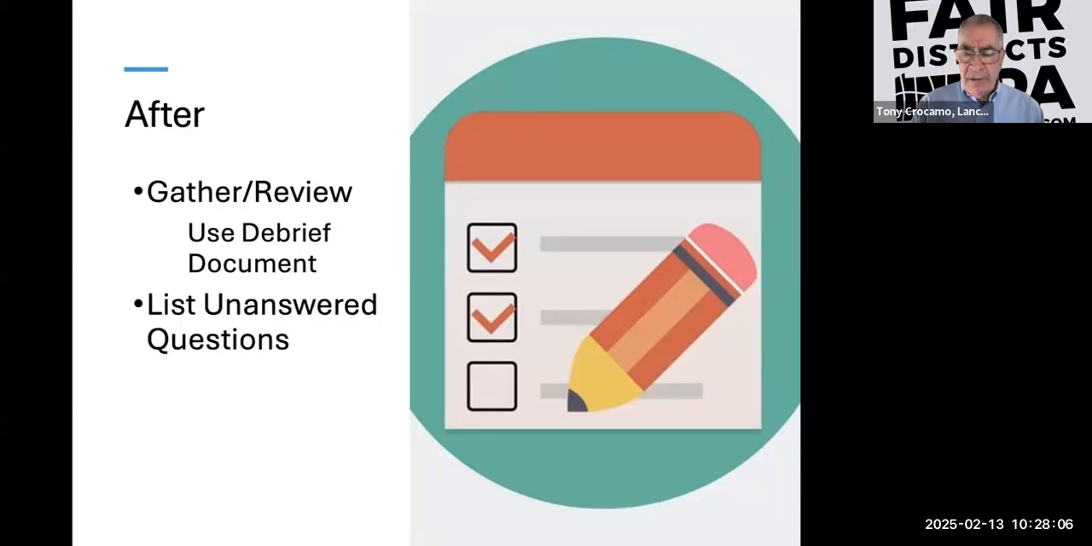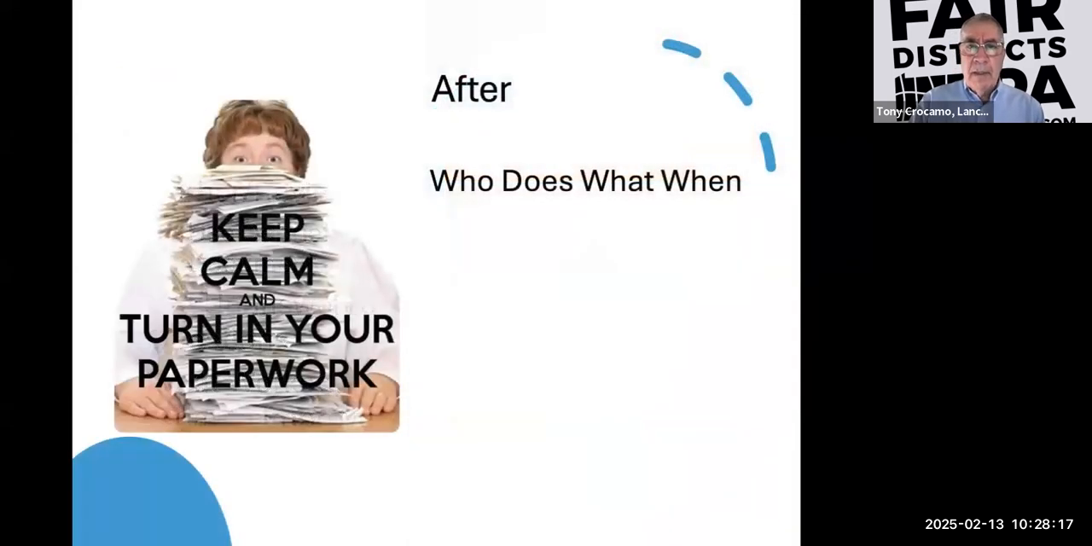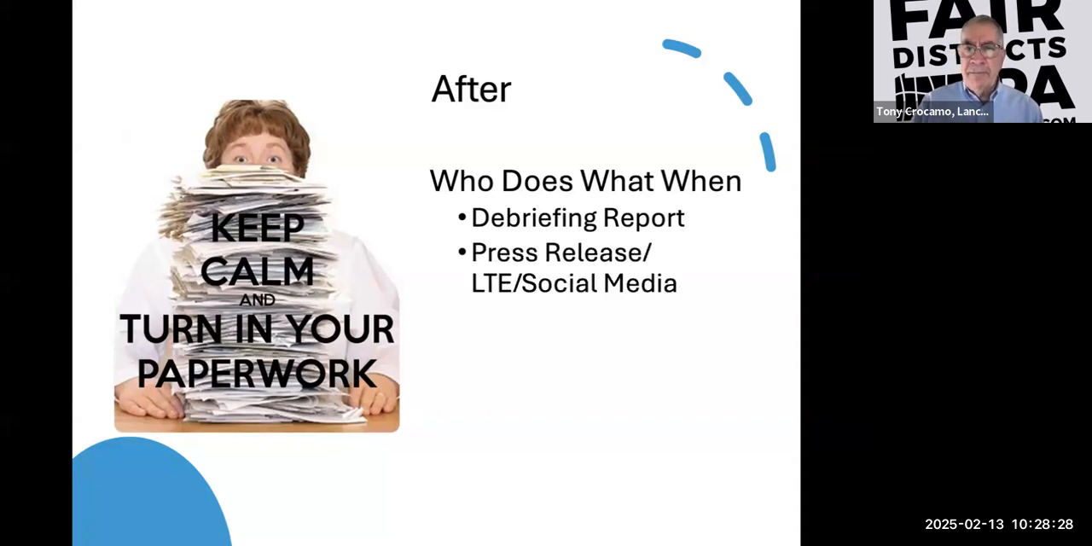List all the unanswered questions and decide, who has to answer that? What's the best source of that information? Talk about what worked, what you'd like to improve. So after the meeting, there are things to do. You have the debriefing report, very simple document. It's an online document that is filled out, but who does it and when are they going to do it? Is your team going to write a press release about the meeting? Some do. It might be something newsworthy you want to do like that.